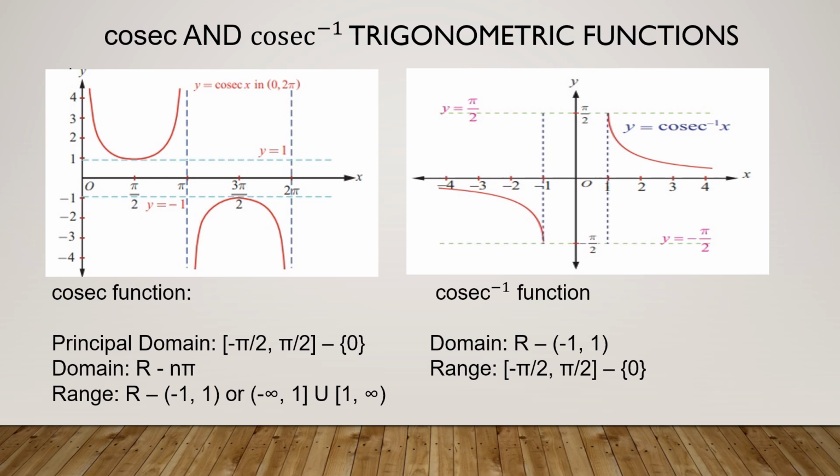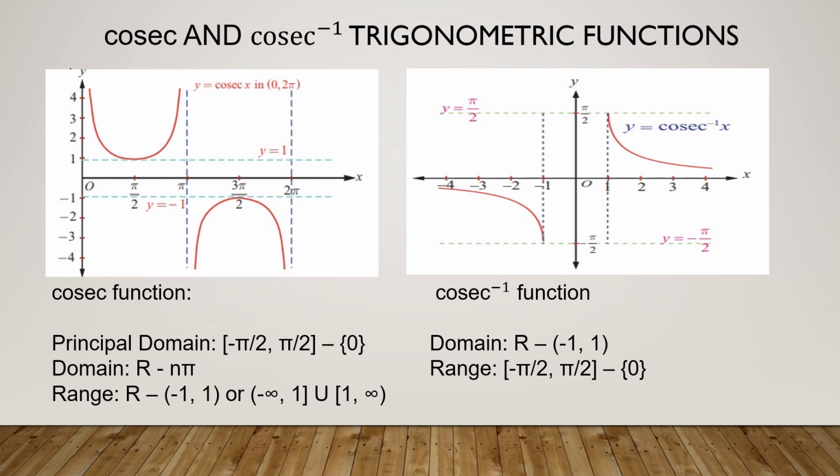Cosec and cosec inverse functions. Cosec is 1 upon sine. So the principal domain will be minus pi by 2 to pi by 2 minus 0, because 1 upon 0 is not defined. Sine 0 is 0. So it cannot take the value 0. So the principal domain will be minus pi by 2 to pi by 2 minus 0. Correct? So once you know the domain and range for sine and cos functions, other functions you can understand and get it.